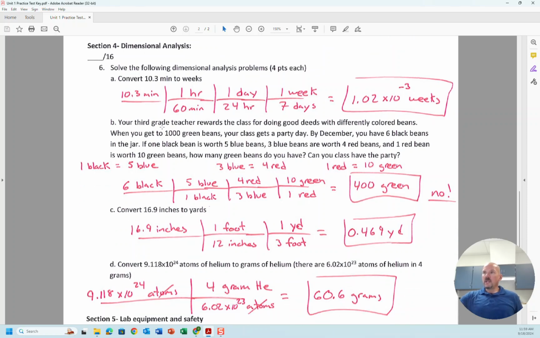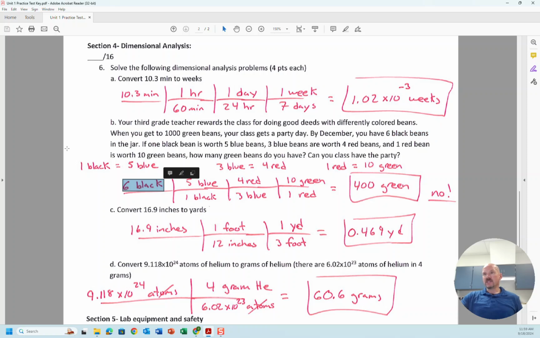So we need 1,000 green beans, and we're told that we have 6 black beans in the jar, but we're told that 1 black bean equals 5 blue beans, 3 blue beans equals 4 red beans, and 1 red bean equals 10 green beans. And we want to know, if we have 6 black beans, how many green beans is that equal to?